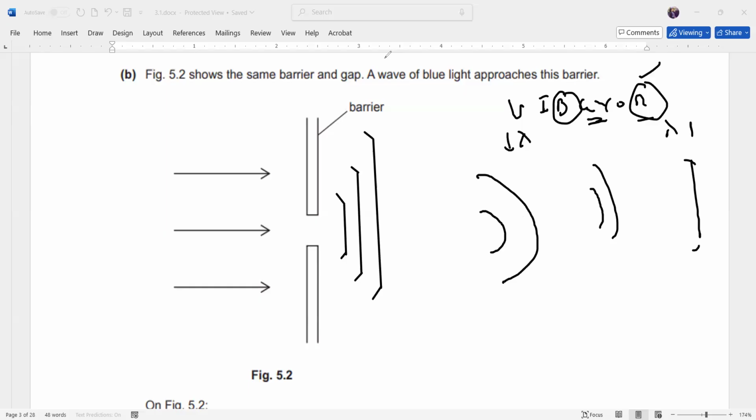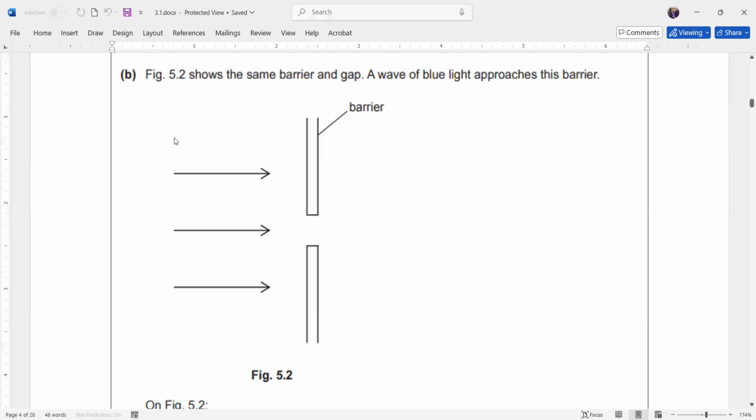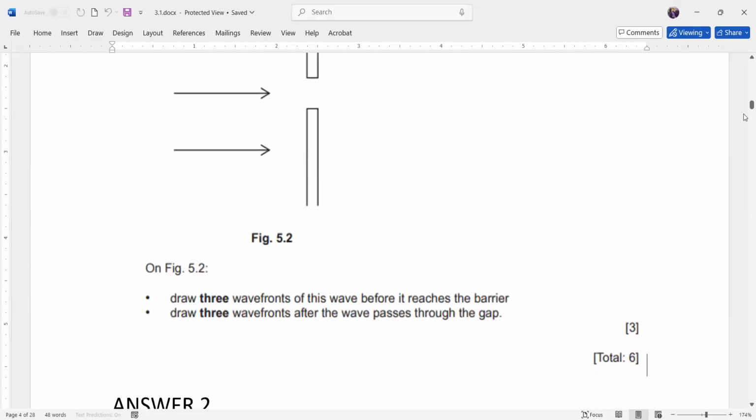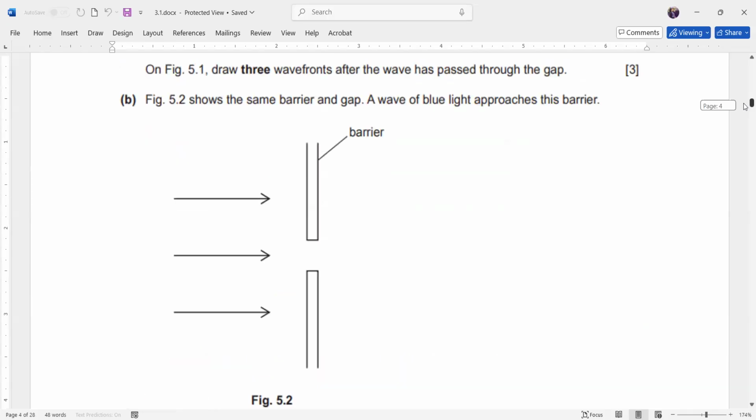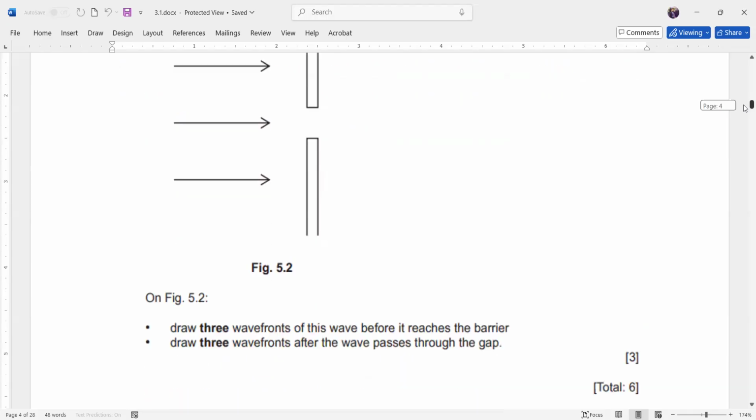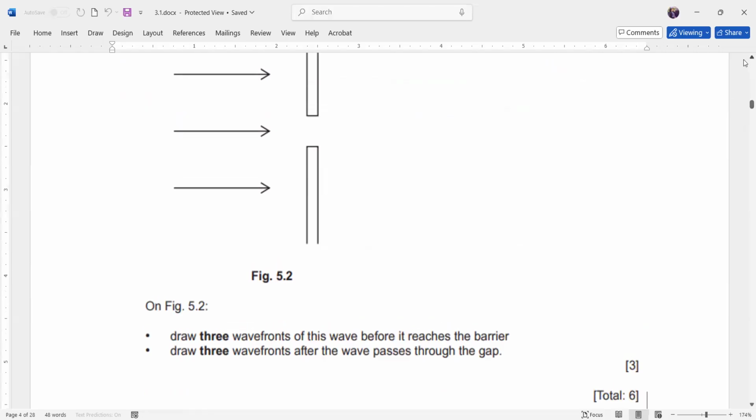In diffraction, the wavelength does not change at all. When there's a diffraction, the wavelength remains the same, only the waves spread out. Violet has a higher frequency and shorter wavelength. We have to take that into account.